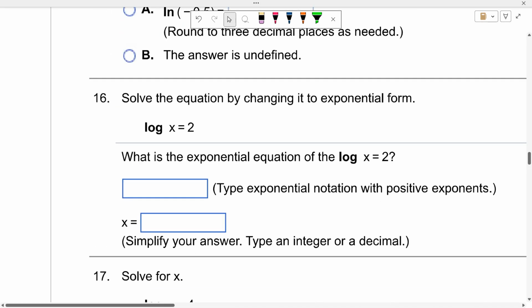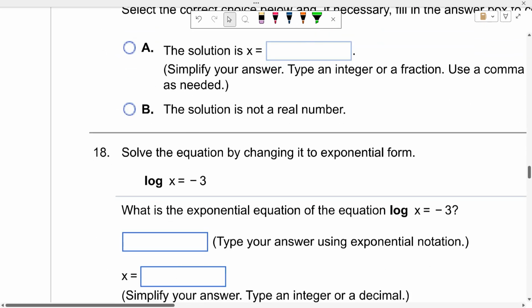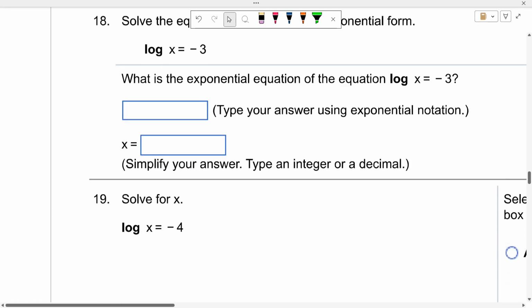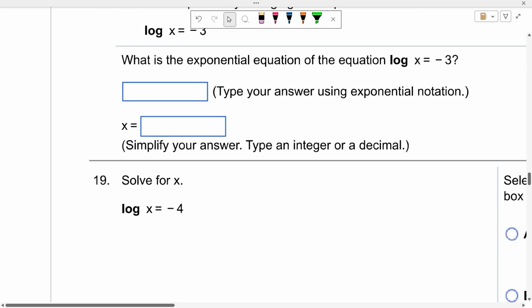Solving for x. Okay. There's no log base down here, so the base is 10. Okay. So x is equal to 10 to the second power. Well, what's 10 to the second power? 100. 10, so 10 to the fourth equals 10,000. Yeah, you guys can do that.